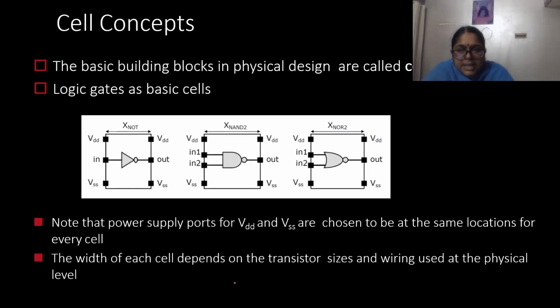Cell concepts. The basic building blocks in the physical design are called cells. The logic gates will act as the basic building blocks. So we have to design the logic gates first, and then the power supply ports for VDD and VSS are chosen at the same location for every cell that we are going to design, and the width of each cell depends upon the size of the transistors and the wiring used for connections at the physical level.